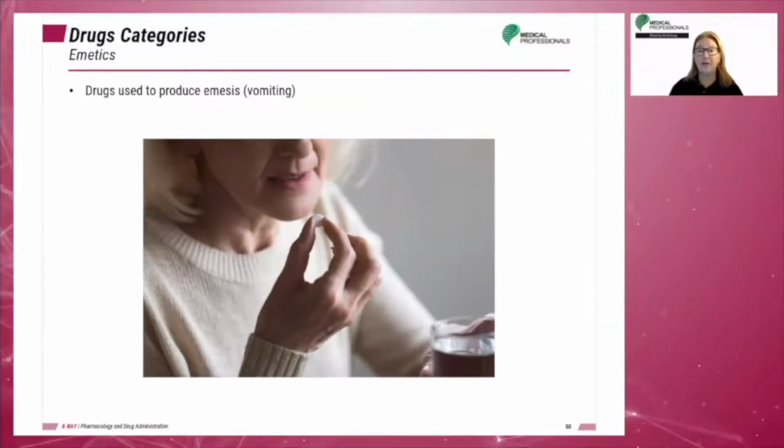Emetics are drugs used to produce emesis, or vomiting. Examples are activated charcoal, which is a whole bowel irrigation, apomorphine or epoxine, a fast-acting IV emetic, or syrup of ipecac, an older drug that is not normally used today.